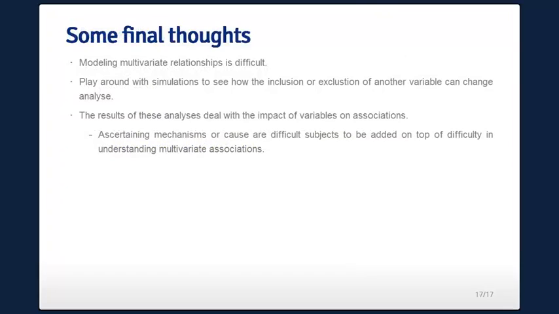let me summarize these final thoughts. Modeling multivariate relationships is difficult if you want to interpret them. If you just want good prediction, then there's strategies, kind of automated strategies you can follow. But if you want to interpret these results, if you want to interpret these regression lines, the practice of adjustment can have a profound effect on your variable of interest. And so I would just encourage you to kind of play around with simulations like these to see how you can get the inclusion or exclusion of another variable to change analyses.